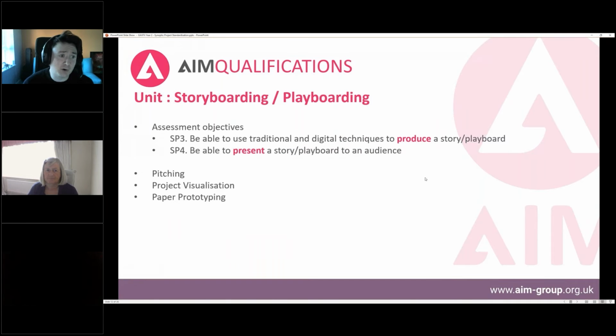Storyboarding and playboarding. So what we're looking at here is largely pre-production focused phases. A way that you could do this is through a pitch.